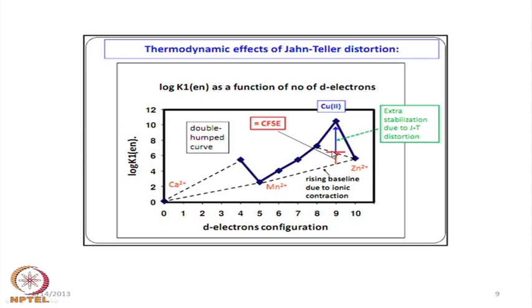So, any kind of physical information we get due to that Jahn-Teller stabilization is reflected in determining the log K1 values for ethylene diamine coordination or binding. Next, we will move on to another situation, the corresponding spin state.